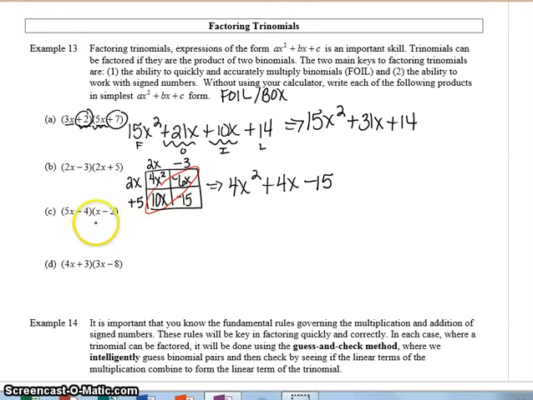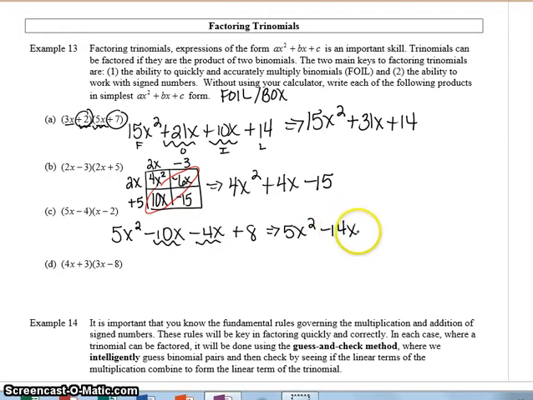My first terms, I'm going to do 5x times x. I get 5x squared. My outers are 5x times negative 2. I get negative 10x. My inners are negative 4 times x. I get negative 4x. And my last, negative 4 times negative 2, I'm going to get positive 8. Again, I'm combining these two in the middle. I'm going to get 5x squared minus 14x plus 8.